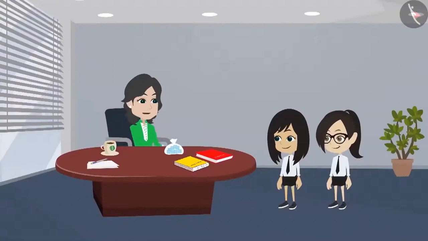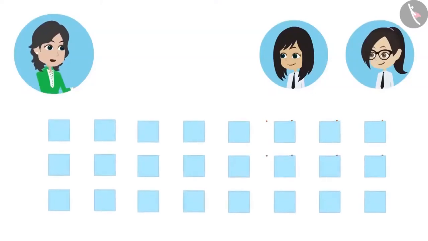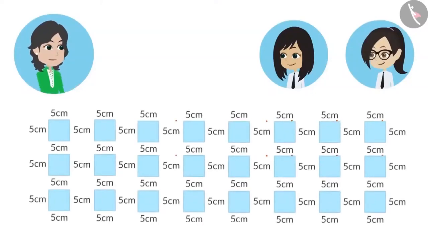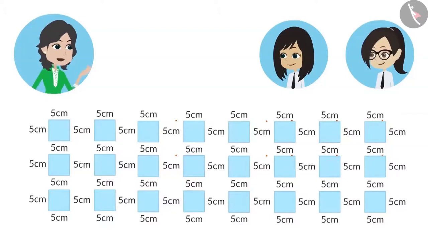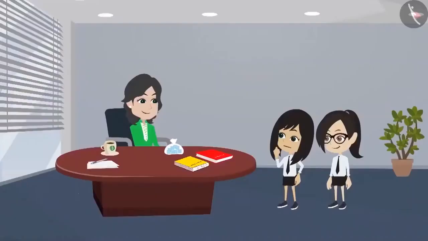You can also make these pieces using paper, cardboard or plastic. I have square-shaped pieces made of plastic. All the sides of these pieces are 5 centimeters each. You take these pieces and place them on these books in such a way that it covers the whole book so that the pieces remain within the boundary of the book.